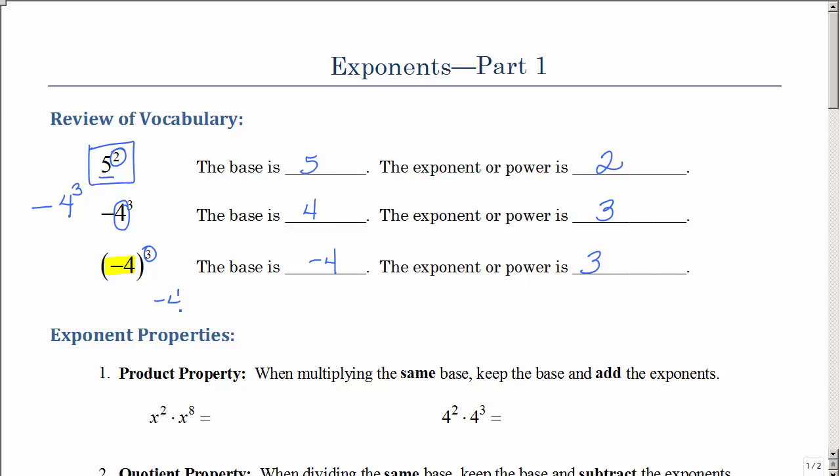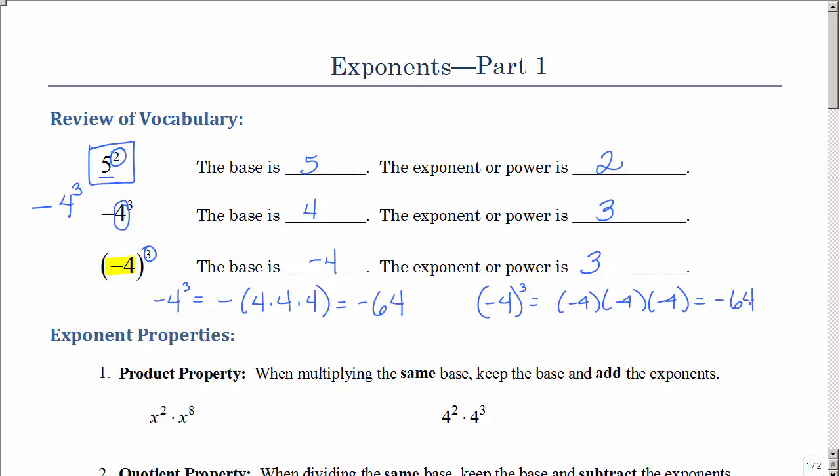All right, if I have -4 to the third power, that means negative of 4 times 4 times 4, which would be -64. But if I have (-4) to the third power in parentheses, that means -4 times -4 times -4. Well, in this case, you have an odd amount of negatives. It's still -64. But if that exponent was even, it would be different. Just be careful.